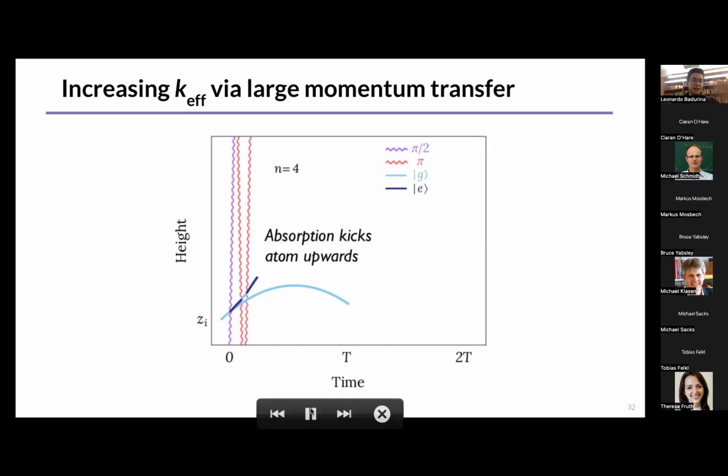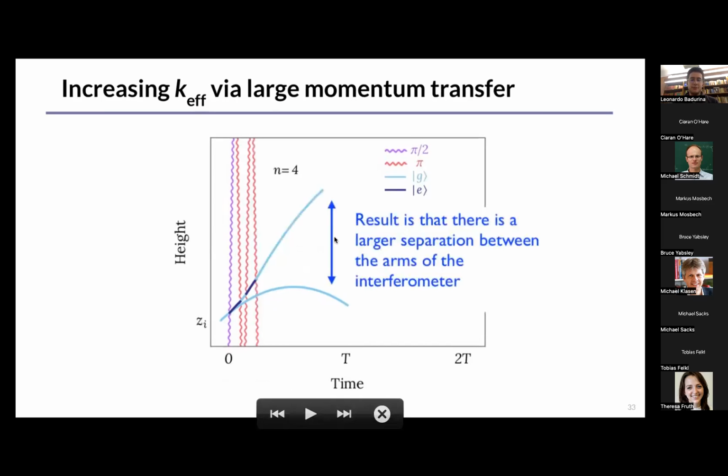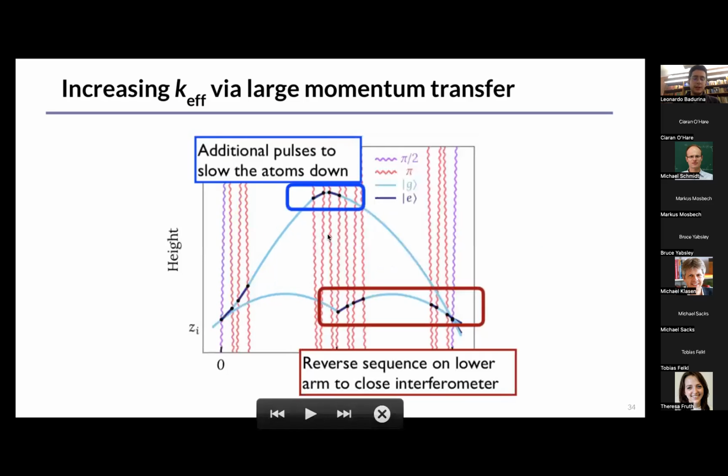Anyway, you can do this many times, and the result of this operation is that there will be a larger separation, if you will, between the arms of the interferometer than you would have expected from a simple Mach-Zehnder type interferometer with only one pulse interacting with the atoms. And so this is precisely how one can increase k_eff, this wave vector here, by taking n, the number of large momentum transfer pulses, to values greater than 1.